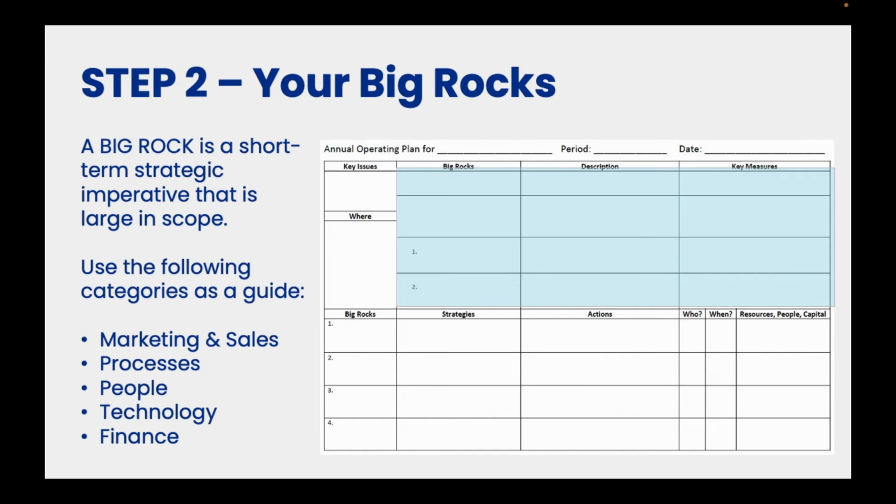Now, if you've only got 2 big rocks, that's fine, okay? But you don't want any more than 4 because it starts to get too complex. That probably tells me you're getting a little bit lost in the detail. So, 3 or 4 is a really good number.